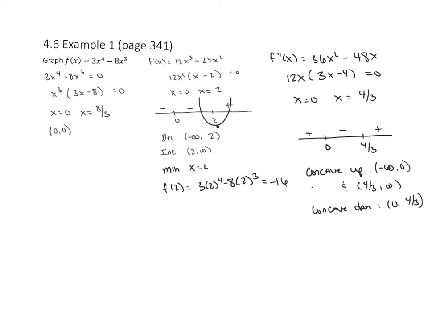Now, I want to make a point here. We haven't really talked about this, but it's an important point to make. 0 looked like it was going to be a critical point, but it wasn't because it was negative before and after 0. But what I did find out is that 0 was actually a point of inflection.